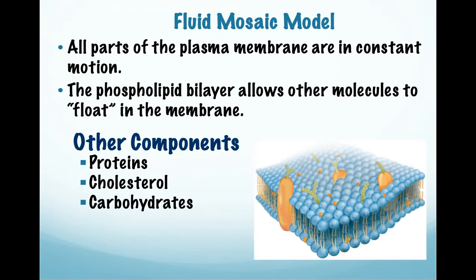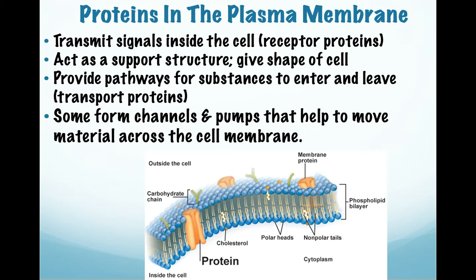It is also referred to as what we call a fluid mosaic model, meaning that it is fluid, it floats, it moves, it's not solid and rigid. And it is mosaic. When you think about that art term, mosaic means that it's made up of a bunch of different parts and pieces. So the things that float within that fluid mosaic model are proteins, cholesterol, and carbohydrates. So let's talk about what each one of those do.